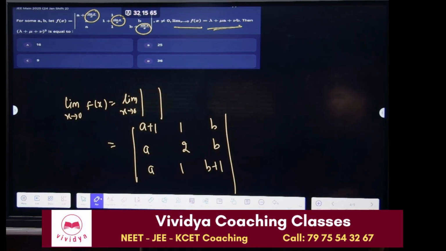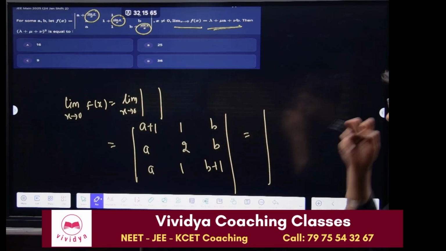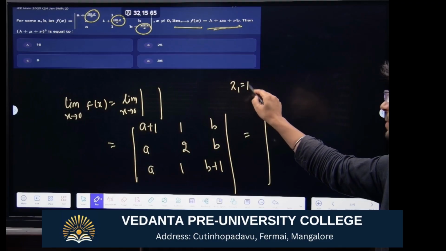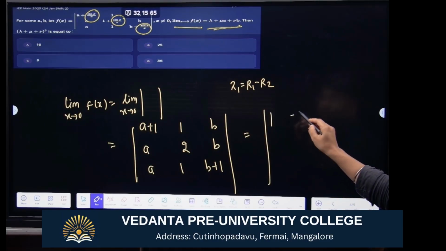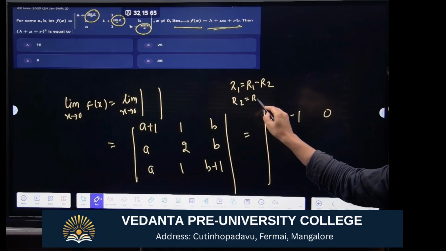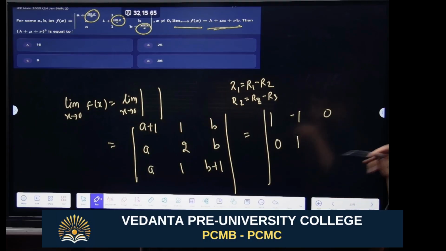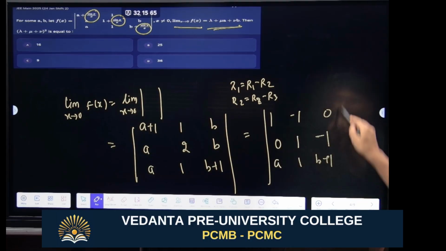Now you simply solve it. You can see a and b. Can I take the difference? I can take the difference. I can take R1 equal to R1 minus R2. So this will be 1 minus 1, 0. I can also take R2 equal to R2 minus R3. So this will be 0, 1 minus 1. And this is a, 1, b plus 1.